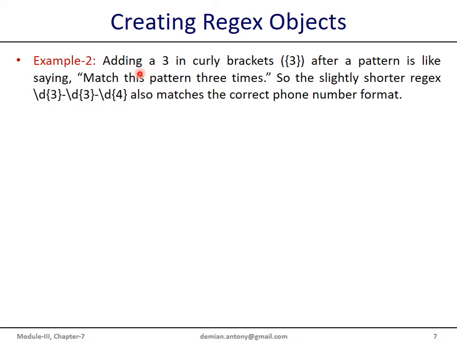We can reduce the length of the regular expression pattern by using curly braces after the pattern, like this. \d followed by curly braces, and within the curly braces we specify the number of occurrences of the digit. That means 3 digits, hyphen, again 3 digits, hyphen, followed by 4 digits. This is another short form of the previous pattern.